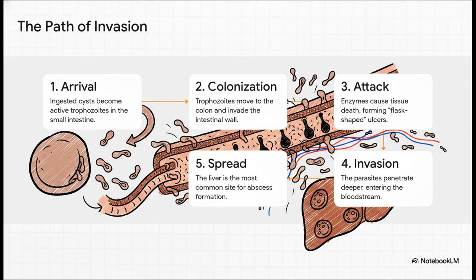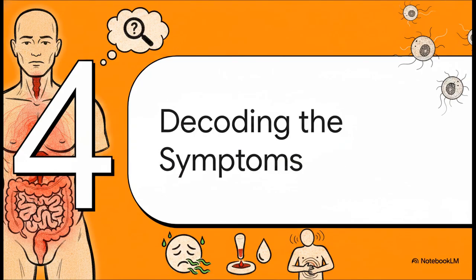But it doesn't stop there. The trophozoites can burrow even deeper, right into the bloodstream. From there, their most common destination is the liver, where they can form huge, damaging abscesses. So with all that chaos happening on the inside, what are the warning signs on the outside?